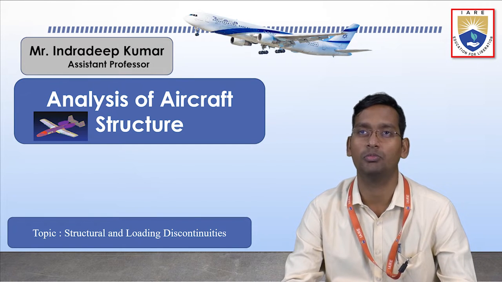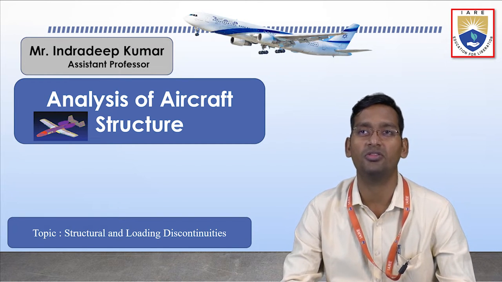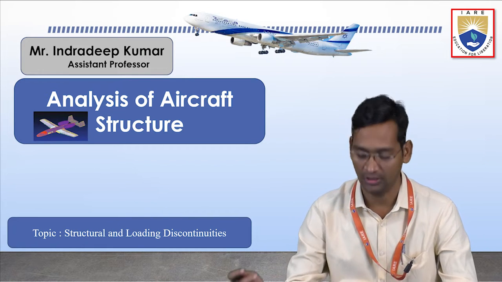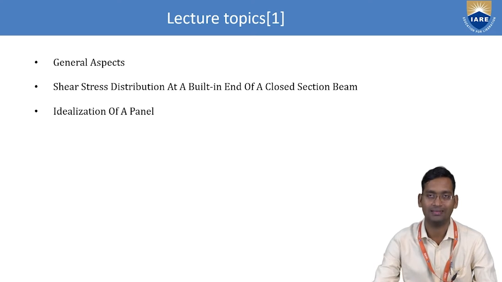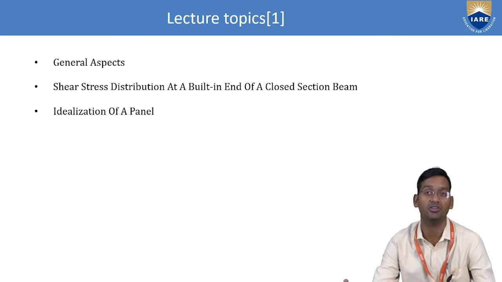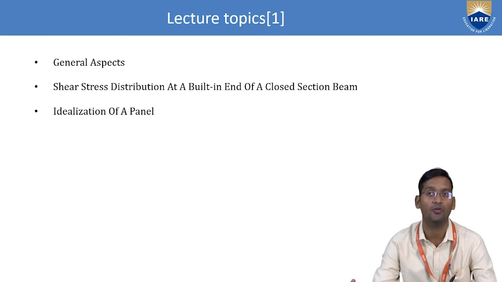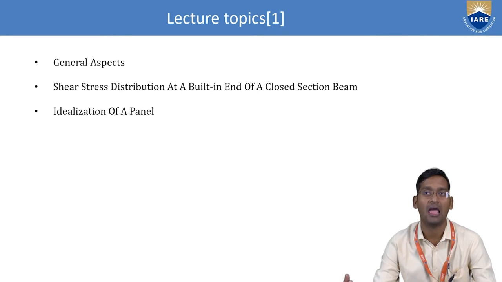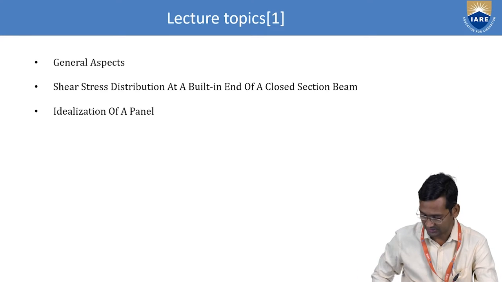This is module 4 of Analysis of Aircraft Structure. So we are starting module 4. In this video, we will see structural and loading discontinuities first, and then the next topic: general aspects, how the closed section will be there, and the shear stress distribution at the built-in end of a closed beam section. We will see the same thing for the open beam section in module 5. For module 4, we will see the closed beam section, and then the idealization of a panel. This is how a panel can be idealized.